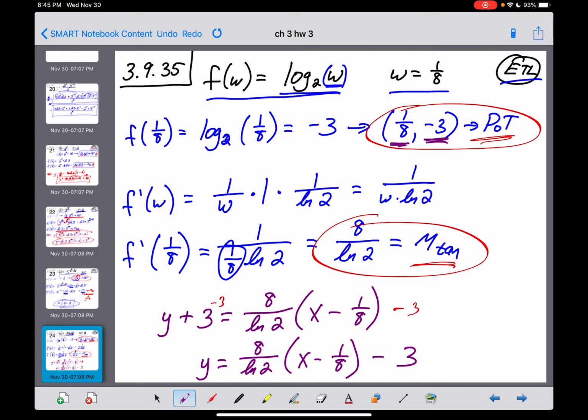The reason they did that, guys, is that even if you did distribute this slope inside there, nothing would combine with that minus 3, because that constant would have a natural log in it, and it would just be a big ugly mess. So leaving it right here was good enough for them, and that's going to be good enough for me too, guys. So that's our answer for number 35.